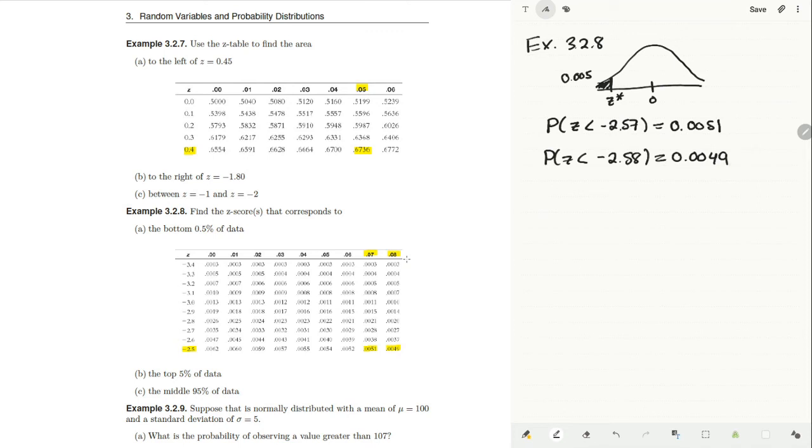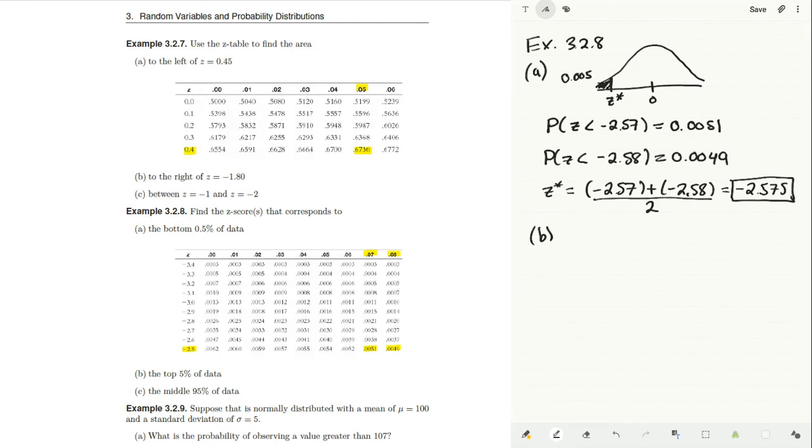So notice that 0.005 falls right in between these two areas. And so to determine z star, we can take the average of the two z-scores. So z star is negative 2.57 plus negative 2.58, all divided by 2, which is negative 2.575.